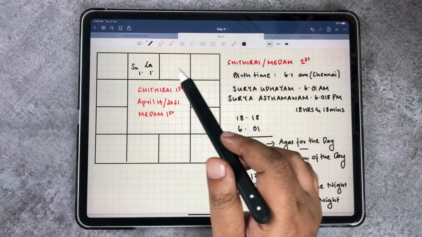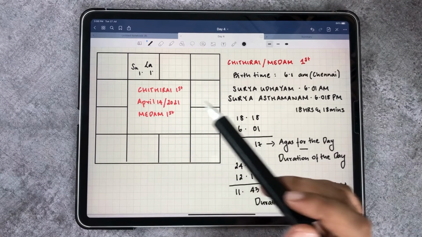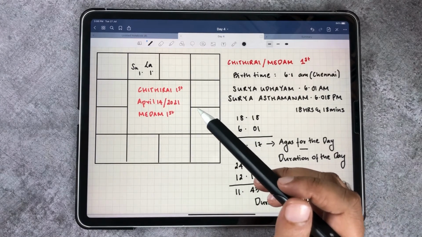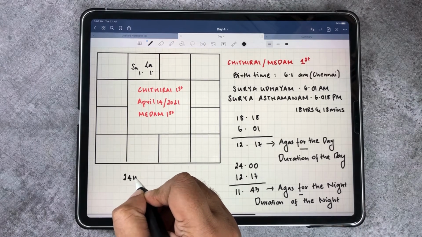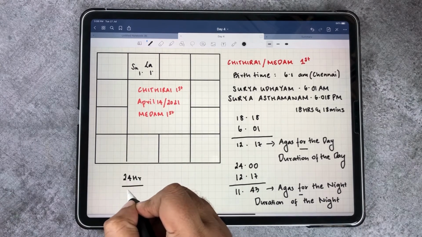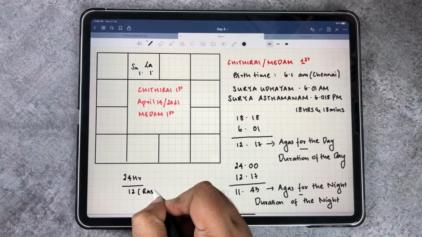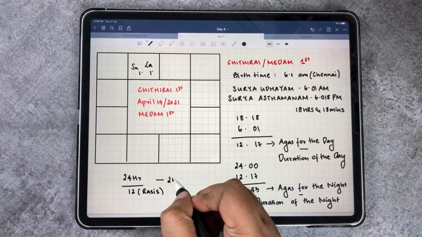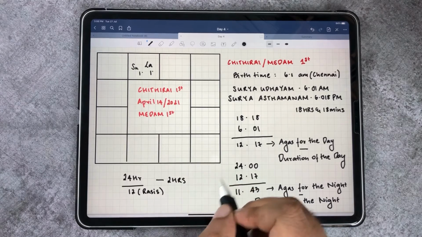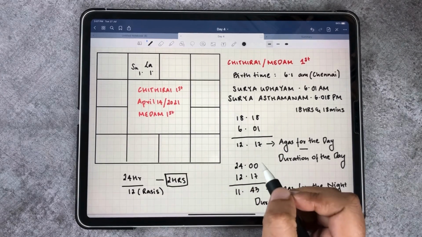Okay, now we have 12 Rashis. So how many hours do we have for a day? The entire day, the complete day, 24 hours. So 24 hours divided by 12 for the 12 Rashis, right? So what would that be? That would be 2 hours. So each lagna would last for an approximate 2 hours.